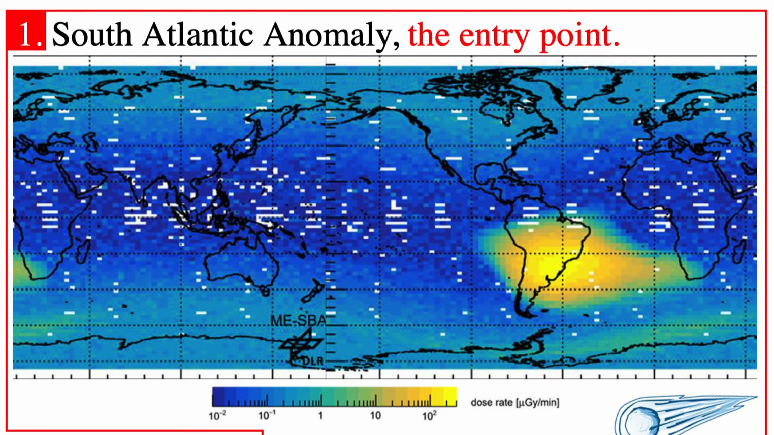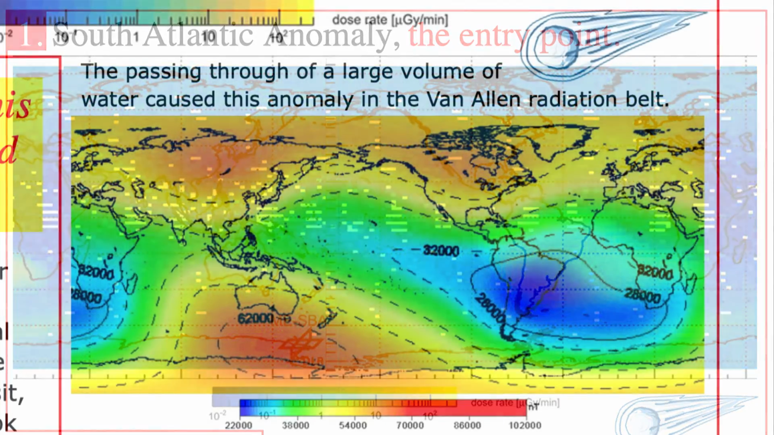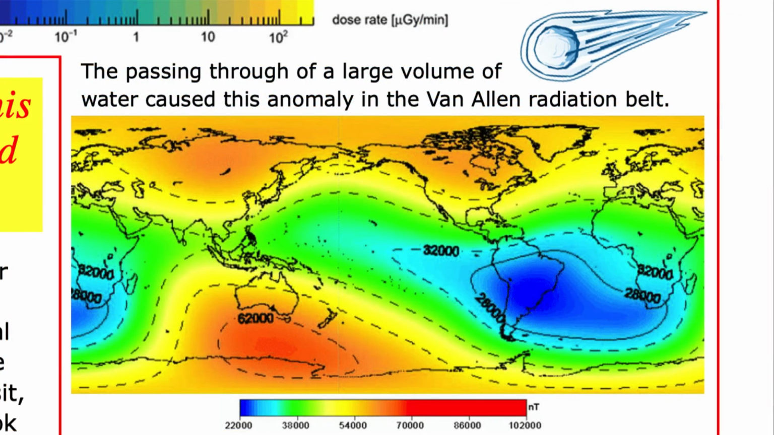Number 1. South Atlantic Anomaly. The entry point. The passing through of a large volume of water caused this anomaly in the Van Allen radiation belt.